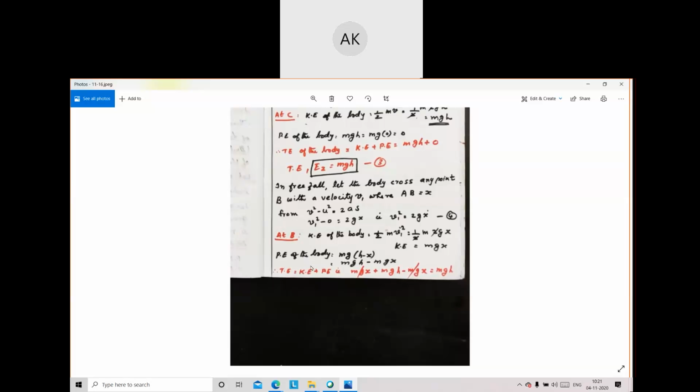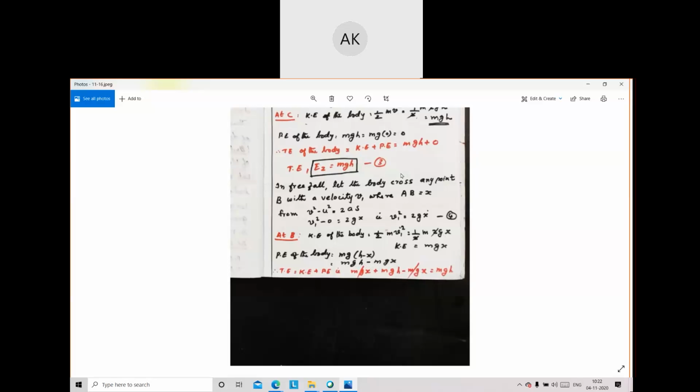Total energy means mechanical energy. It is the sum of kinetic energy and potential energy. So you have to add both these energies: mgx plus mgh minus mgx. So mgx and minus mgx get cancelled, and we get mgh itself.